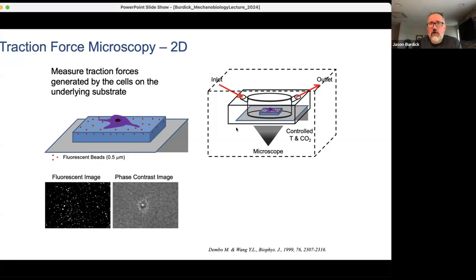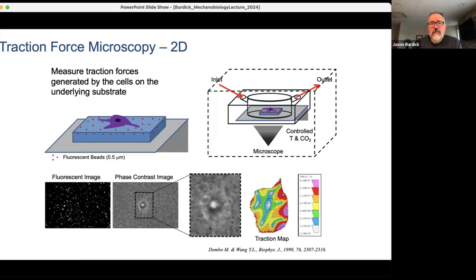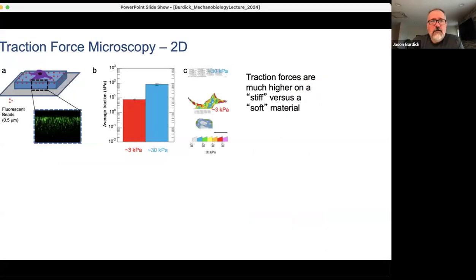So this works really well with more elastic-like materials, although I think there have been advances in many types of material systems. But this is a way that we can get a map of the tractions that the cells are imparting onto that surface. So you can actually see how much they're pulling based on how much these beads are deformed.